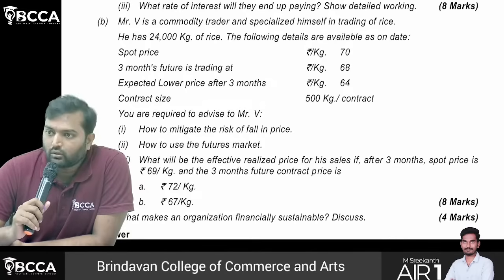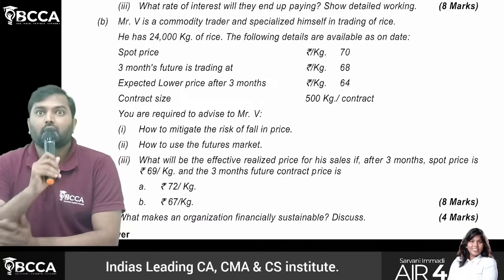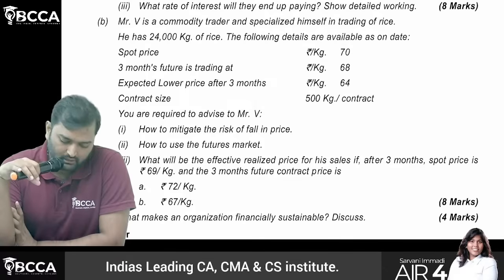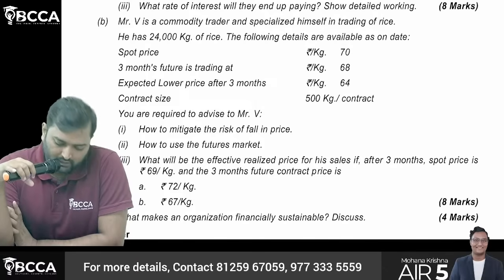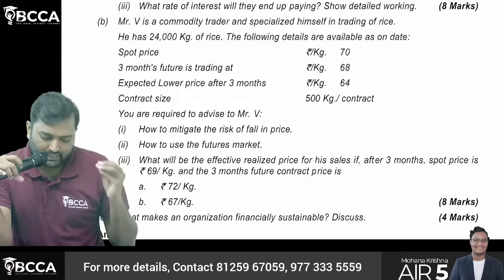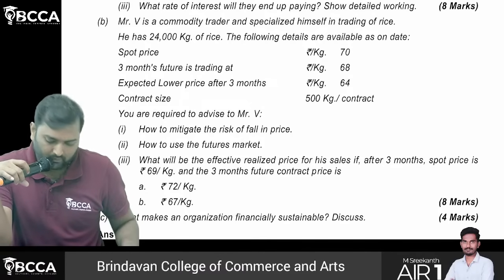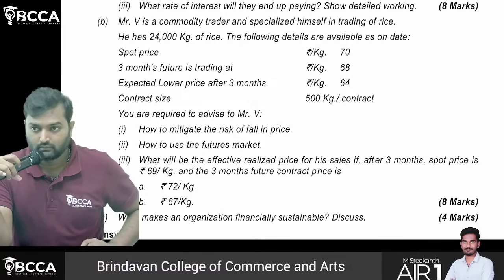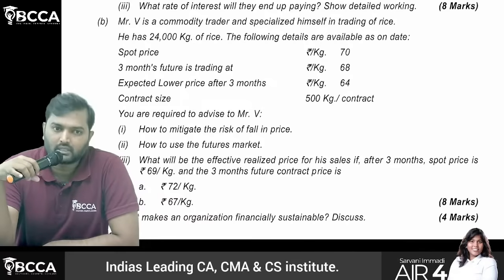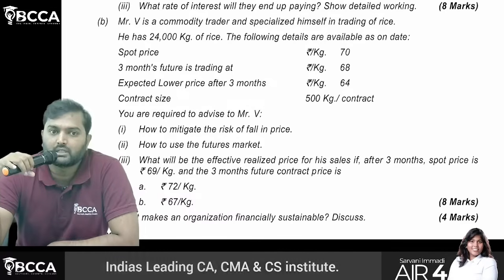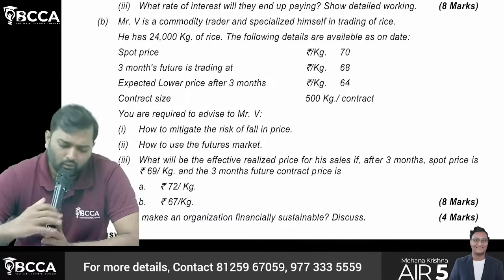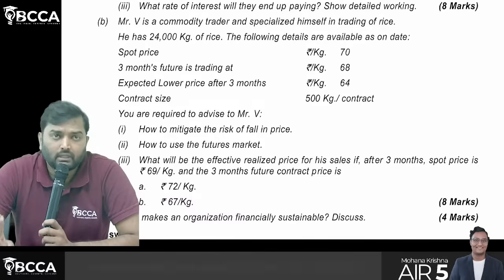You are required to advise Mr. V how to mitigate the risk of fall in price, and how to use the futures market. What will be the effective realized price for his sales if after 3 months the spot price is rupees 69 per kg and the 3 months futures contract price is 72 per kg and 67 per kg.